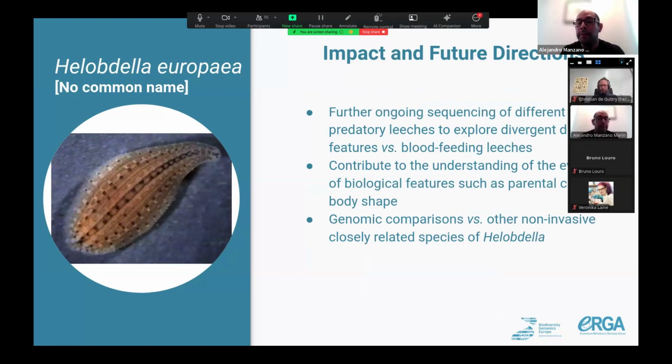It's also hopefully going to contribute to the understanding of different biological features such as parental care or body shape. And this is also going to serve, through comparative genomics with other non-invasive, closely related Helobdella species, to try to see which biological traits have actually allowed it to spread all over the world.